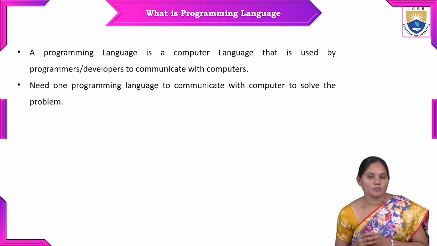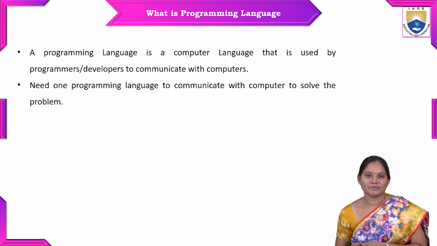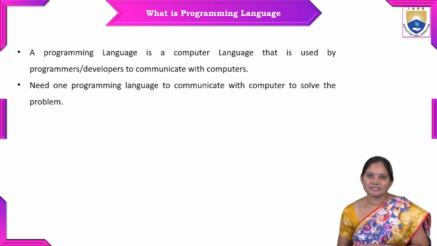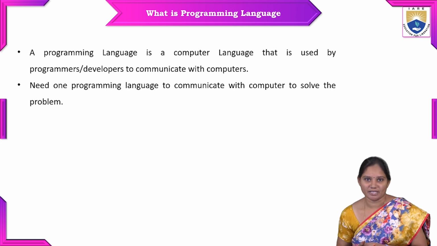Here, language is a mode of communication to share ideas and opinions with each other. For example, if I want to communicate with a person, I need a language that is understandable by both communicators. Programming language is a computer language that is used by programmers and developers to communicate with computers. That's why the main need of a computer language is to develop software applications.